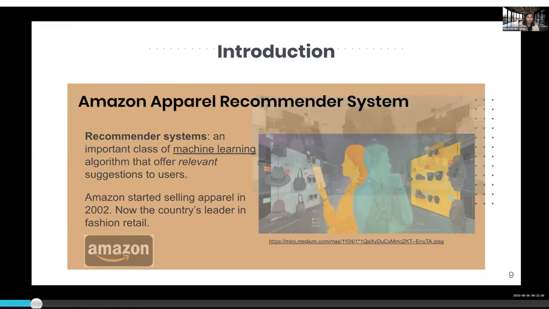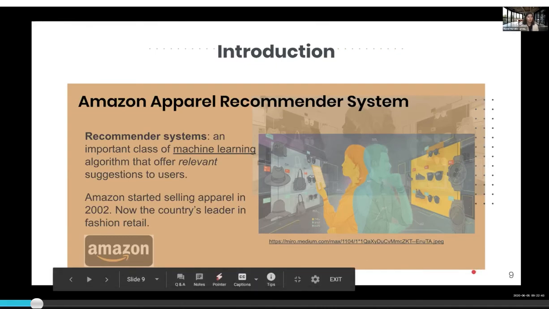So Amazon is one of the leading developers of recommender systems. And like I said, and as we all know, they've been very successful at it. But they actually started selling apparel way back in 2002, and were not very successful at first because people didn't trust buying apparel online. But actually now, since 2018, Amazon is the country's leader in fashion retail, beating out competitors like Walmart and Target.